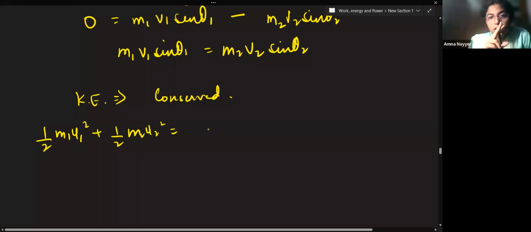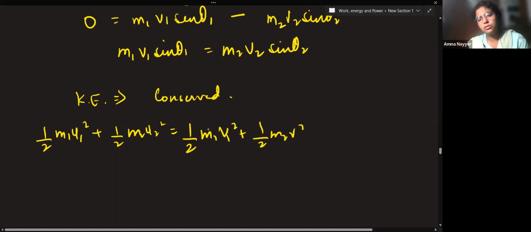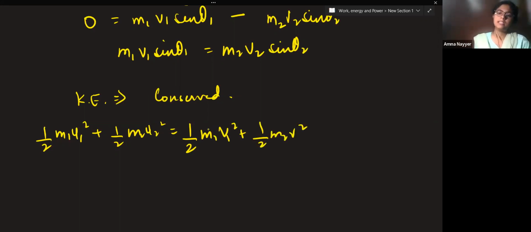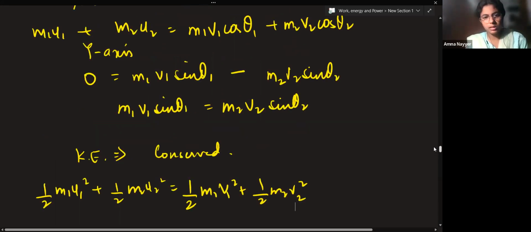Right? Momentum is your linear momentum that we are writing. Here, kinetic energy is a completely scalar quantity. Just use V1 and V2. So that becomes half M1 V1 square plus half M2 V2 square. Like this. This is only about elastic collision in 2D. Quickly note it down.